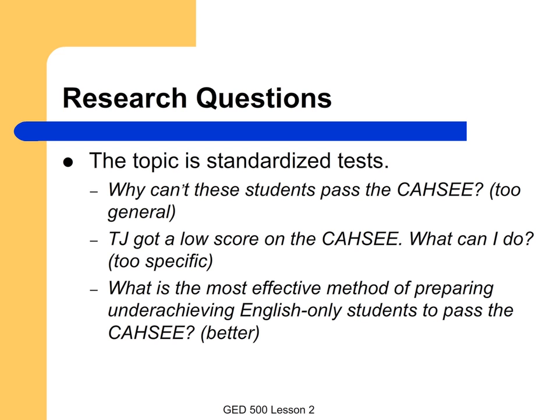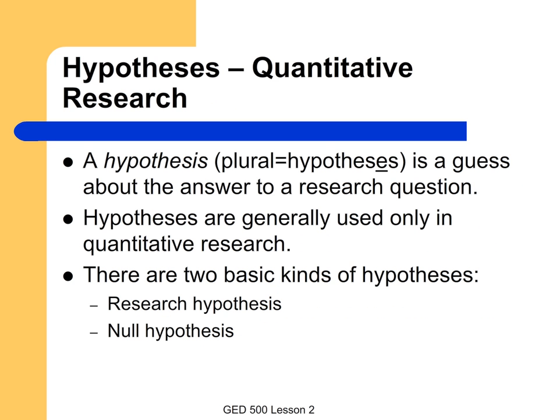And we also have a target. We want them to pass the CASE. So now we have a more specific question, but it's not too specific, such that it is balanced between these two. Now, for folks who are using quantitative research, there's also this piece called a hypothesis, or plural hypotheses.